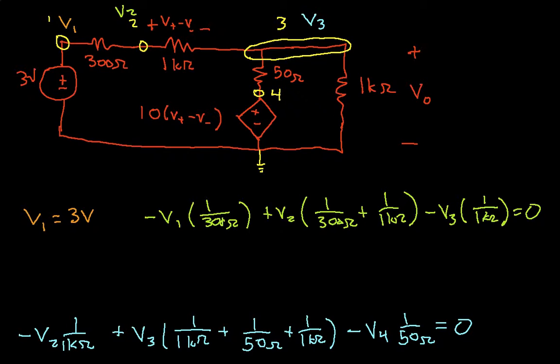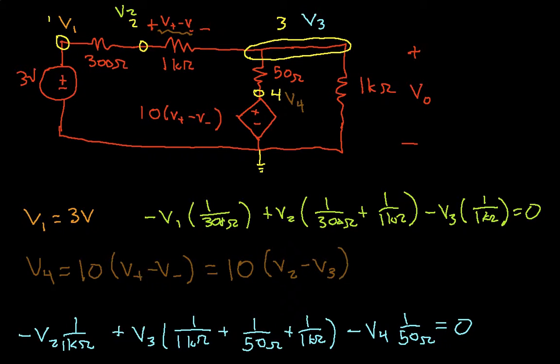Node 4, you'll notice, is connected to this controlled source. So we have V4 will be equal to 10 times (V plus minus V minus). Okay, but we know that V plus minus V minus, that is, the voltage across this 1K ohm resistor, is equal to V2 minus V3. So we have V4 is 10 times (V2 minus V3). Okay, so now we have 4 equations and 4 unknowns. Once we solve these, we should be able to tell what the output voltage Vout is, which turns out to be the same as V3. So let me write this down so we can solve it.